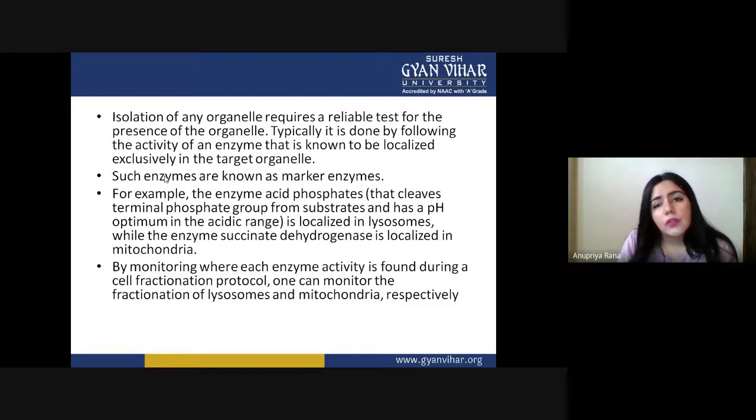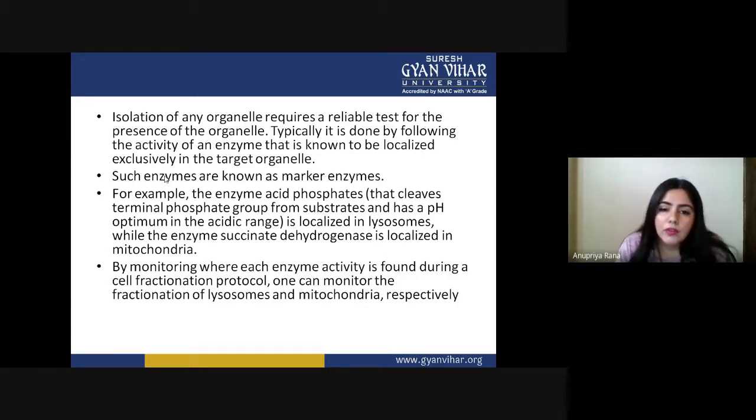That's why we call them marker enzymes, because if they show their activity in a particular place, we can identify what place it is. The enzyme succinate dehydrogenase is localized in mitochondria. If we find the enzyme succinate dehydrogenase showing its properties, we will know that this is the enzyme of mitochondria, and that the site of this function is possibly the mitochondria.